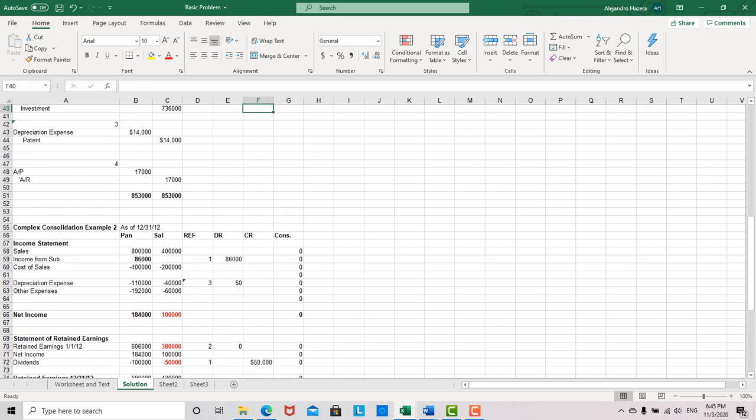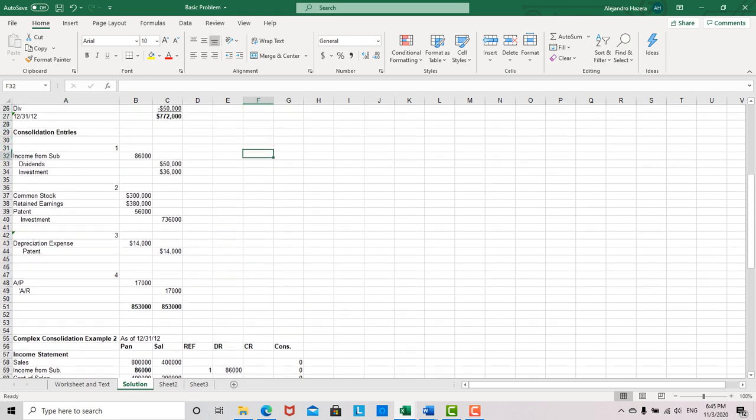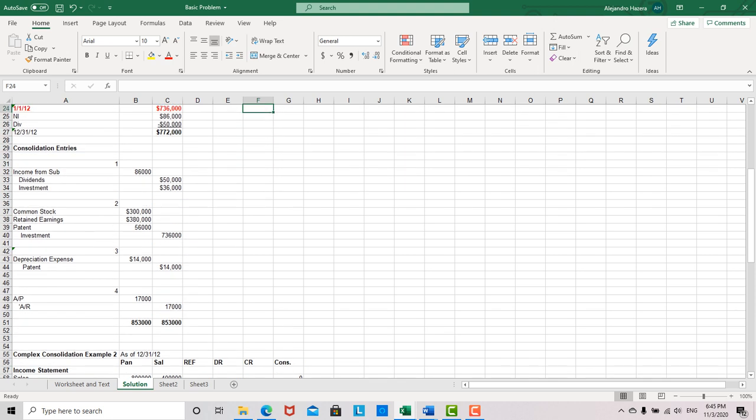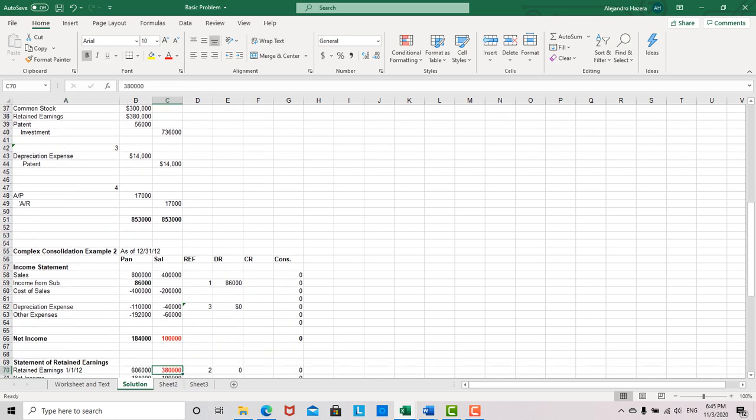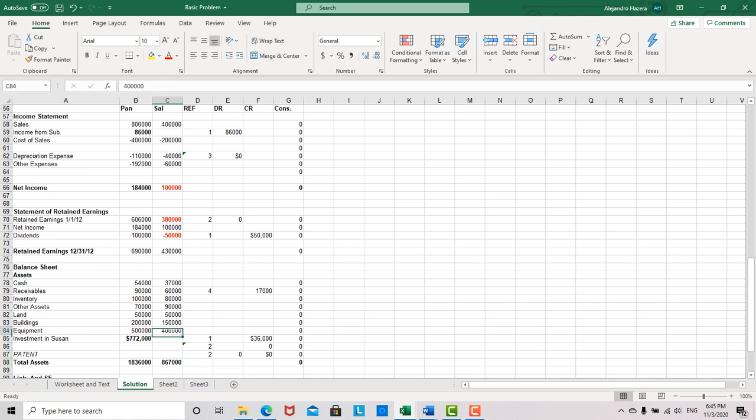Okay, so now we have reduced the investment account. We've taken 36 out of the investment account. And so if you take 772 and take out 36, you end up with 736. So now we're ready to make the investment account 0. And notice one thing, by the way, and you'll see this, the income account will end up as 0. You have 86 minus 86 is 0. Okay, so let's go ahead and post entry number 2.